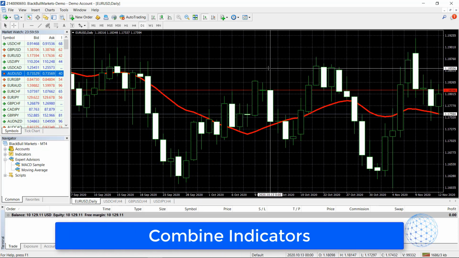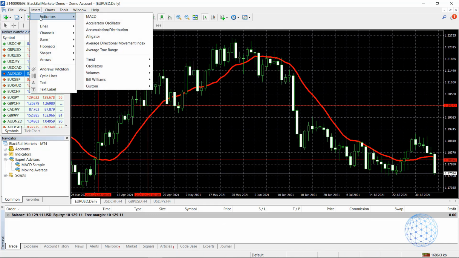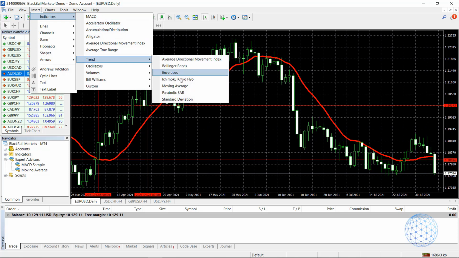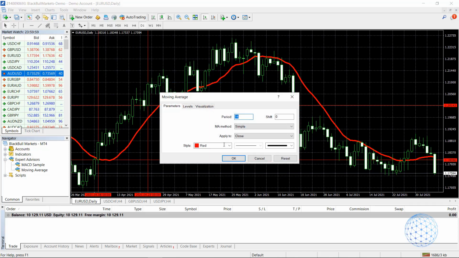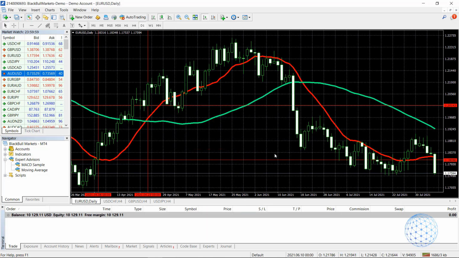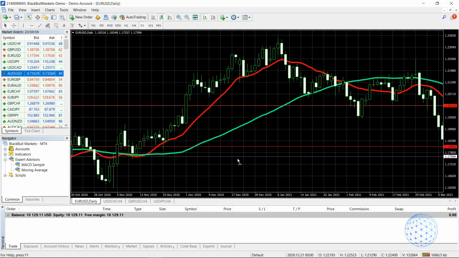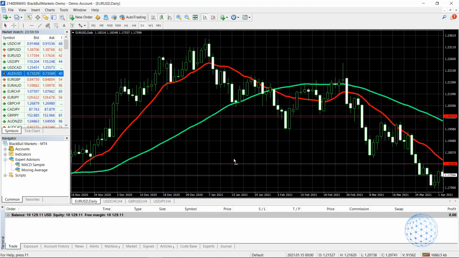Now, the second pro, if I zoom out the chart, that I want to give you is that you can combine different indicators. For example, I will add a moving average of 50, and I will click on OK. We'll make it thicker again. Let's change the color to green. I will click on OK. Here it is. When we have two moving averages, it's one of the first methods to build a strategy.